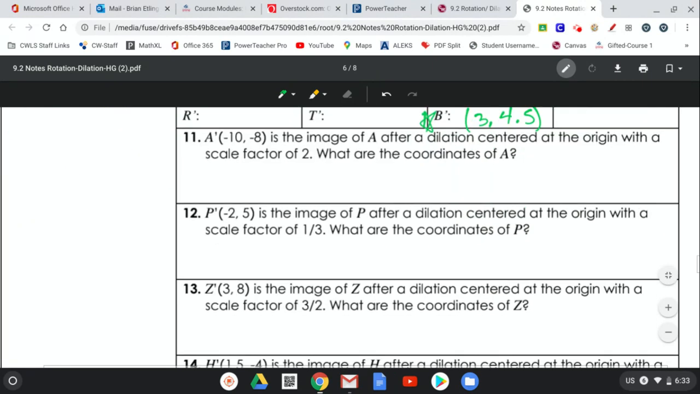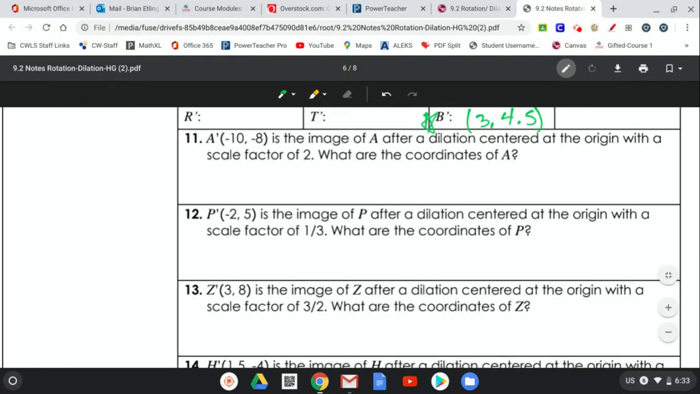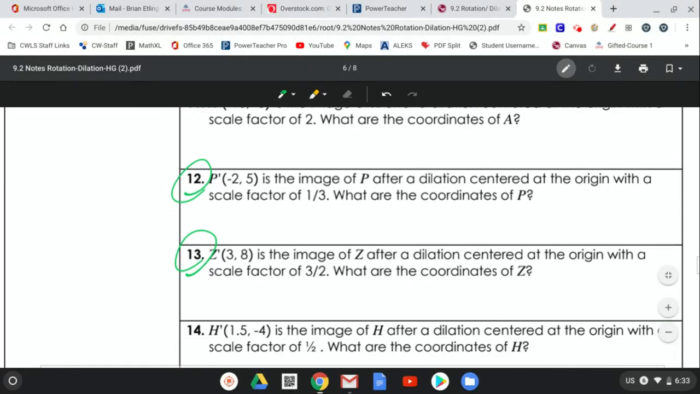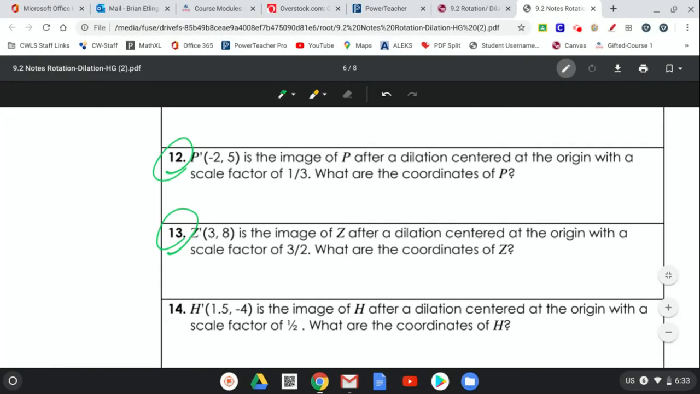Now, guys, if we go through some of these, like number 11, or not, let's not do number 11. Let's do something like 12 and 13. So 12 and 13 we'll do together. The other ones I want you to do on your own. So if we're looking at 12, it says P prime at (-2, 5) is the image of P after a dilation centered at the origin with a scale factor of 1/3. What are the coordinates of P?